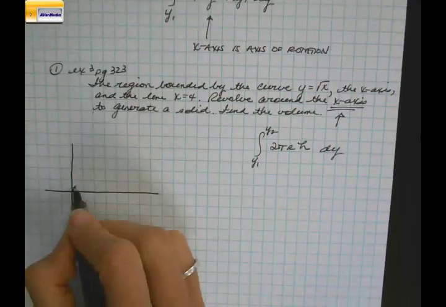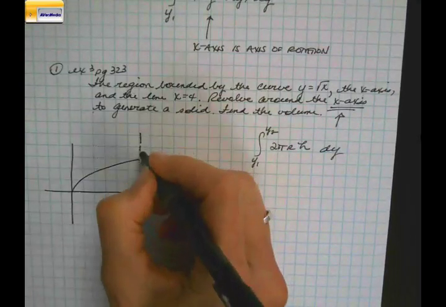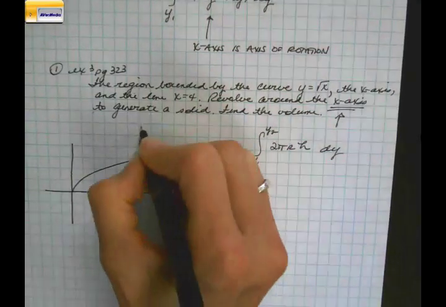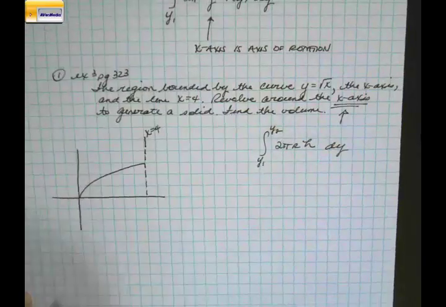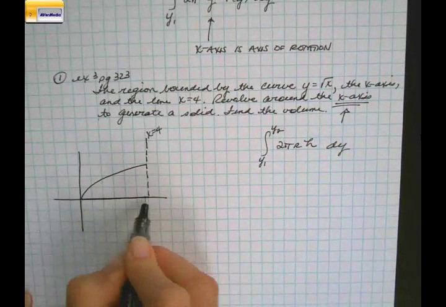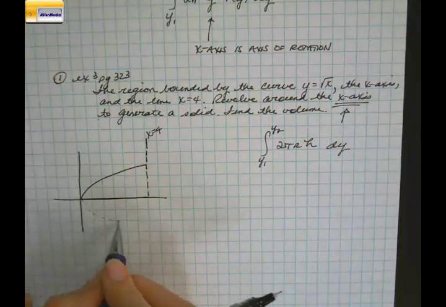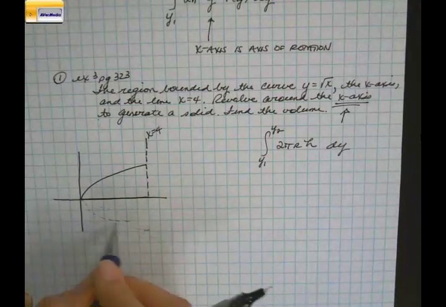Rotating the other way. So here's my square root of x. Here's my x equaling 4. And my x-axis. So it's the same thing as we did earlier, but now we're rotating it around the x-axis, making it look like this.